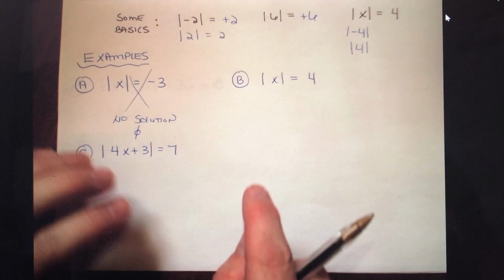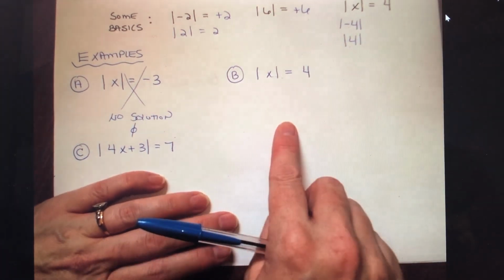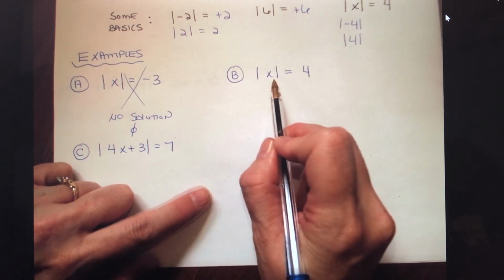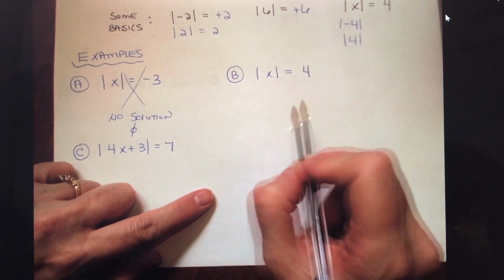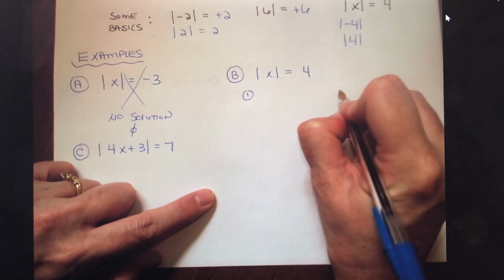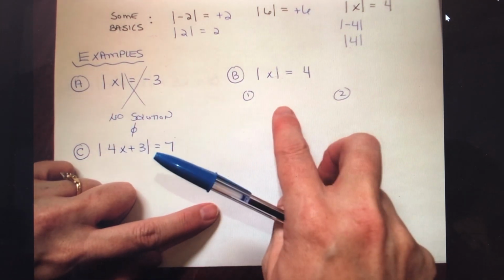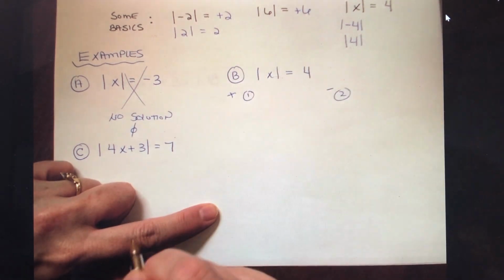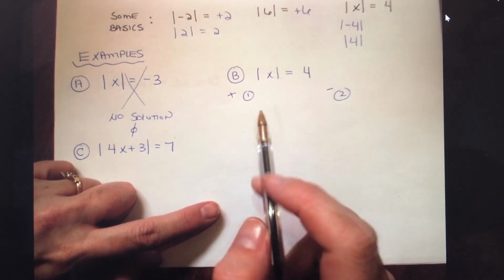So no solution. Letter B, however, this really illustrates the case I already did above. If we follow the steps, the absolute value is already isolated, and this is positive, which means I'm going to split it up into two different problems to go solve. So I'm going to have problem number 1 and problem number 2. So how do we do this? We want to consider both the positive case and we want to consider the negative case. There's two different ways to do this. This is the way that I prefer to do it.